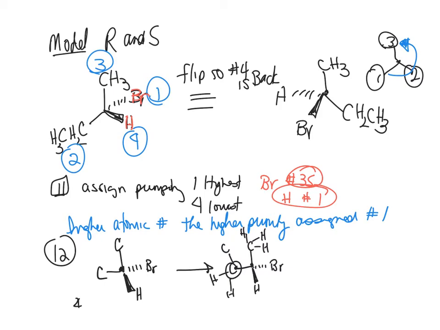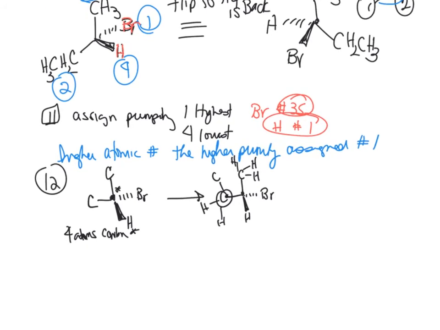Okay, so we have 4 atoms connected to a chiral carbon. There's your chiral carbon. And over here, we have a tree diagram showing 3 additional atoms connected to the carbons. Okay, so here's your chiral carbon. Here's your bromine. And then here we have this carbon, we have this carbon, and this carbon.